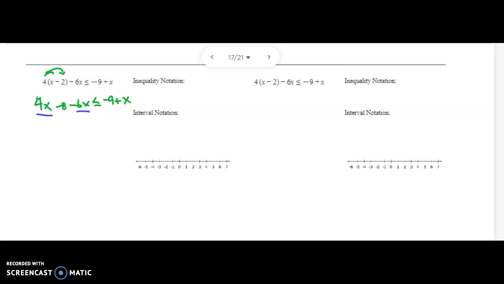So when it's on the same side of an equal sign or an inequality like this, we can combine like terms. So that's going to be negative 2x minus 8 is less than or equal to negative 9 plus x. And then from here, it's like the previous example that we did. Okay, so I'm going to leave it here.